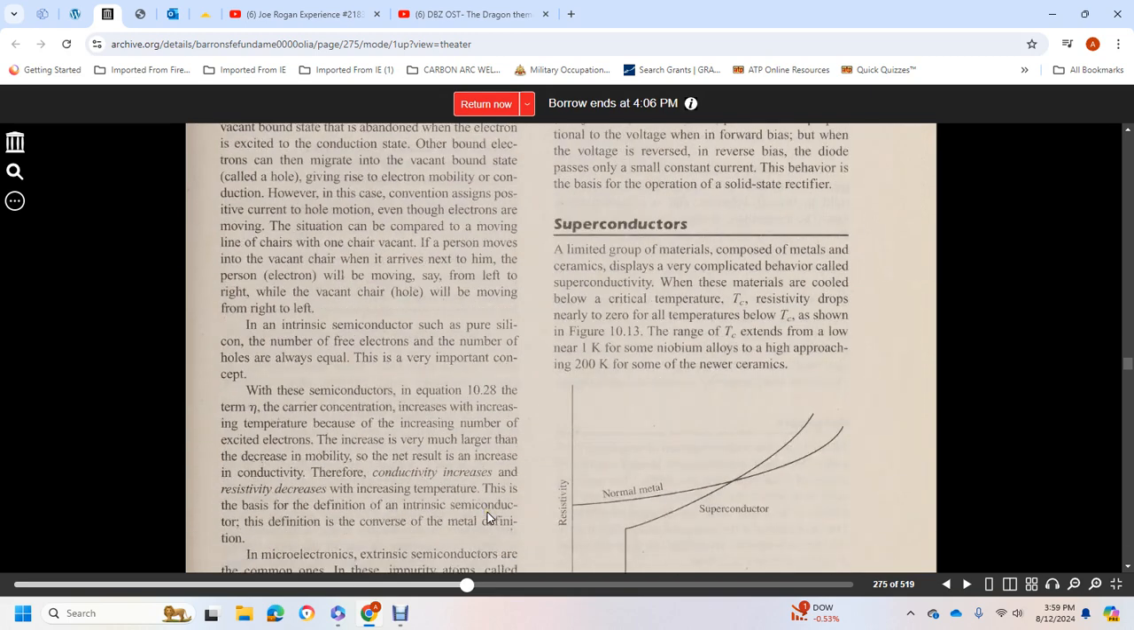In an intrinsic semiconductor, such as pure silicon, the number of free electrons and the number of holes are always equal. This is very important to the concept of these semiconductors.